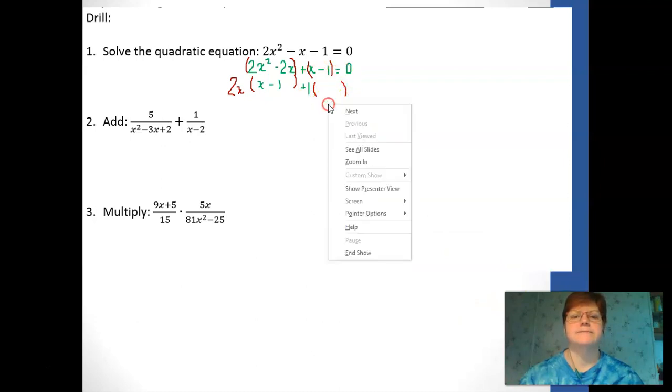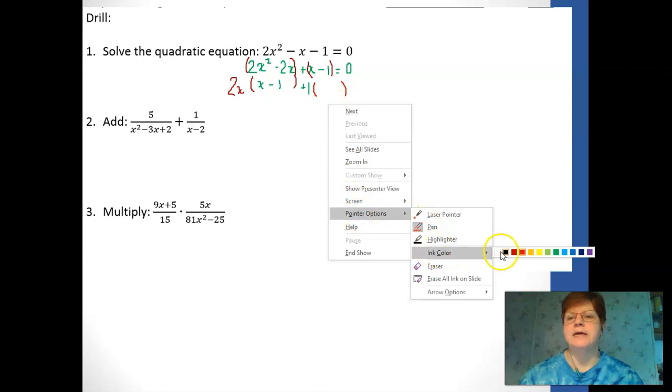Oh, I got the wrong red. Oh well, that's what happens when I try to be high-tech, and I'm not.